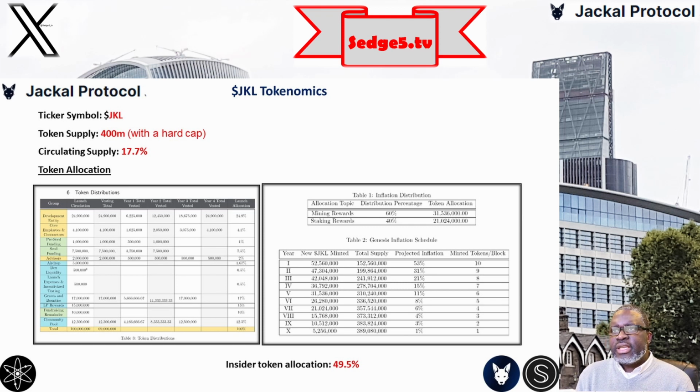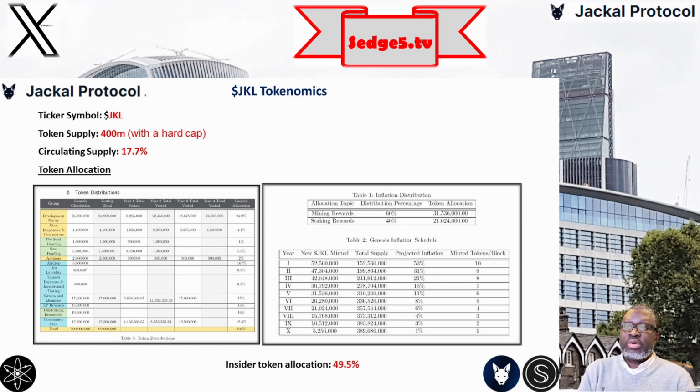The development entity is 24.9%. Core employees and contractors, 4.1%. Pre-seeding funding, 1%. Seed funding, 7.5%. Advisors, 2%. Airdrops, 1.67%. DEX liquidity, 0.5%. Launch expenses and incentivized testing, 0.5%. Grants and bounties, 17%. Liquidity pool rewards, 15%. Fundraising remainder, 10%. Community pool, 12.5%, which gives us our 100%.